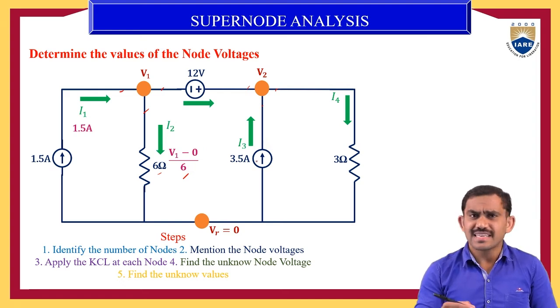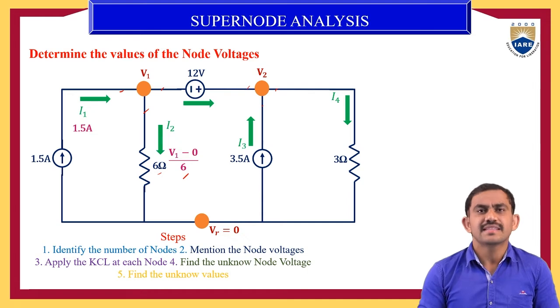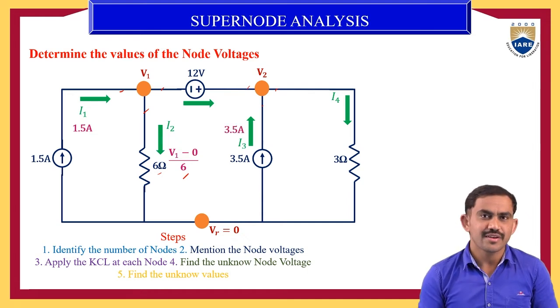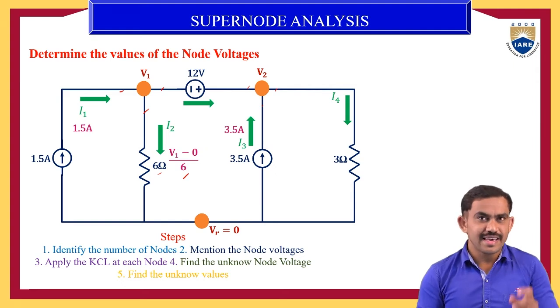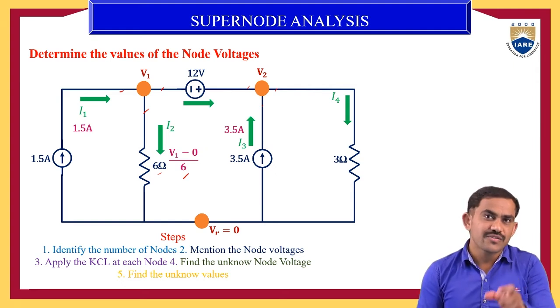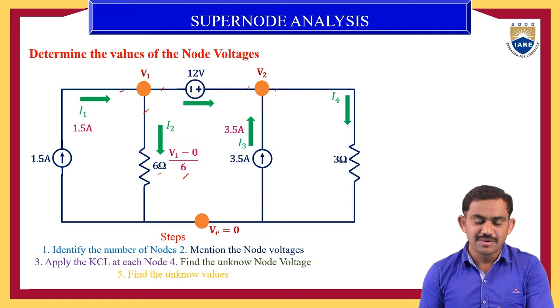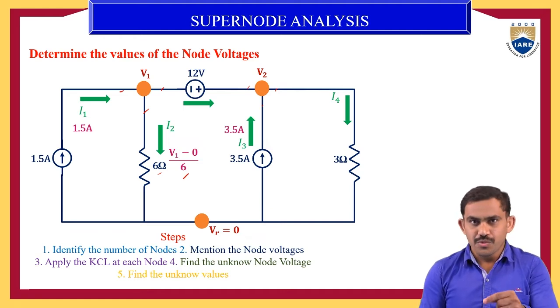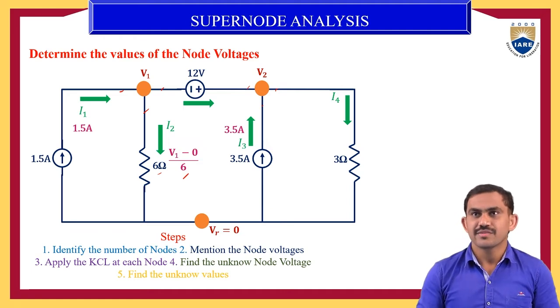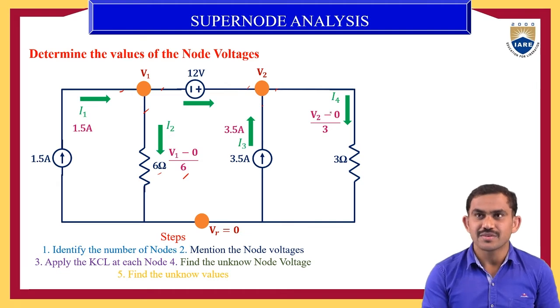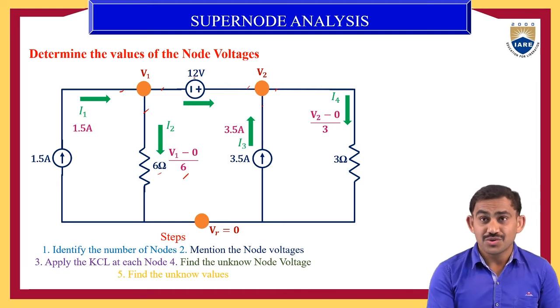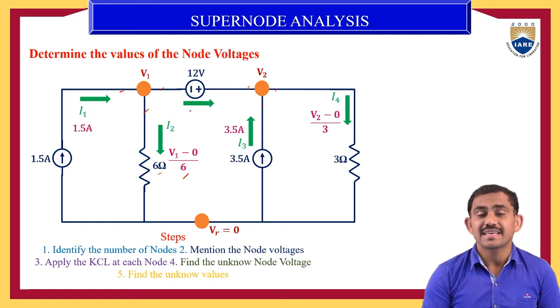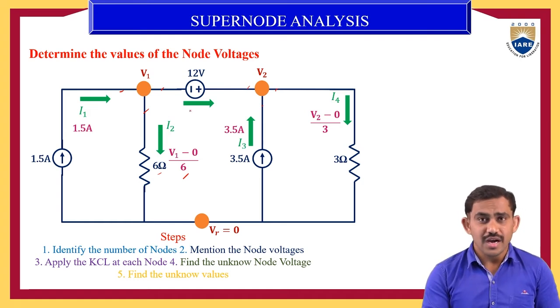Now the I3 current. Here already that is a current source. What is the value of I3? 3.5 amps. Directly you can write. Then I4. What is the I4 value? Again we require the potential difference across that branch. So V2 minus VR, which is V2 minus 0, by the resistor: V by R. Then what about the current through the 12 volts? Can you say? We can't say that.